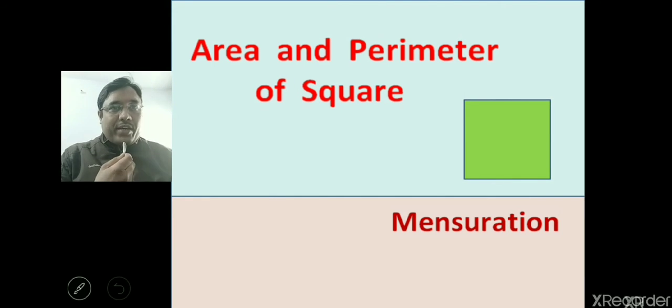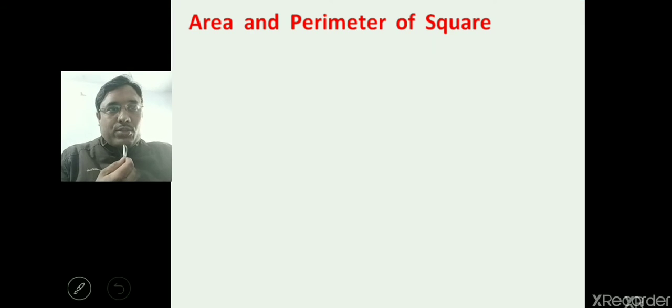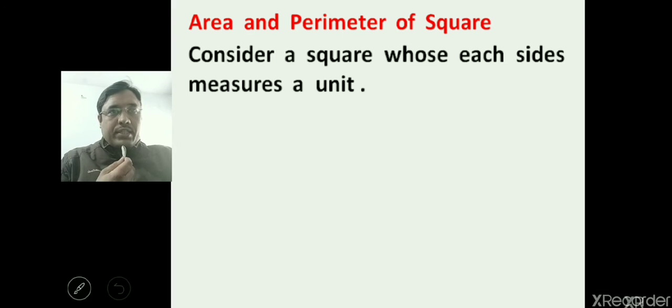Today we are going to study the topic of area and perimeter of squares, and some questions related to this also. It is your first video for this week. So now let's start. As you can see, the topic is area and perimeter of a square. Some related things we will see.